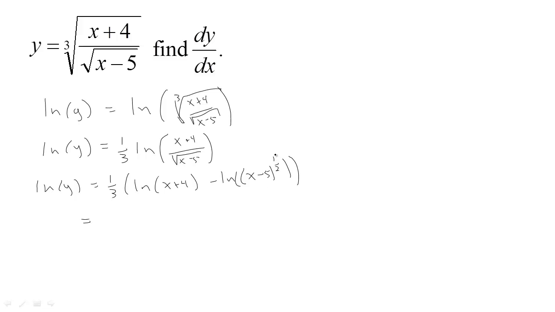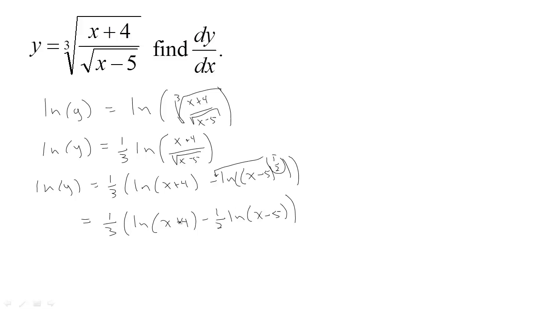Of course, that 1/2 could come down in front by the power rule for logs, so we have 1/3 of the natural log of x plus 4 minus 1/2 of the natural log of x minus 5. So this 1/3 is multiplying everything because it came down before we split it up, but the 1/2 only belongs to the part that's the natural log of x minus 5.